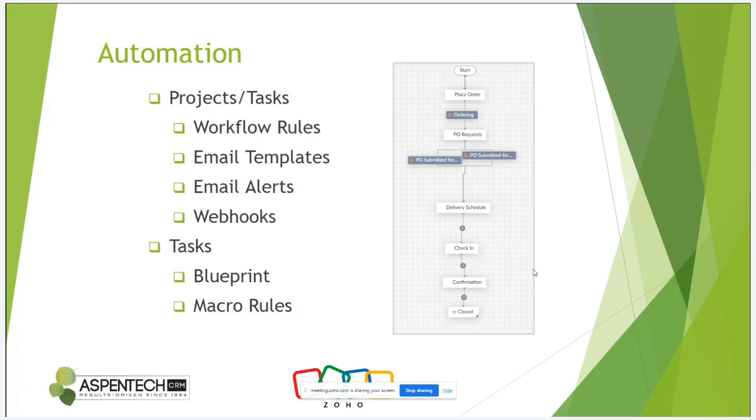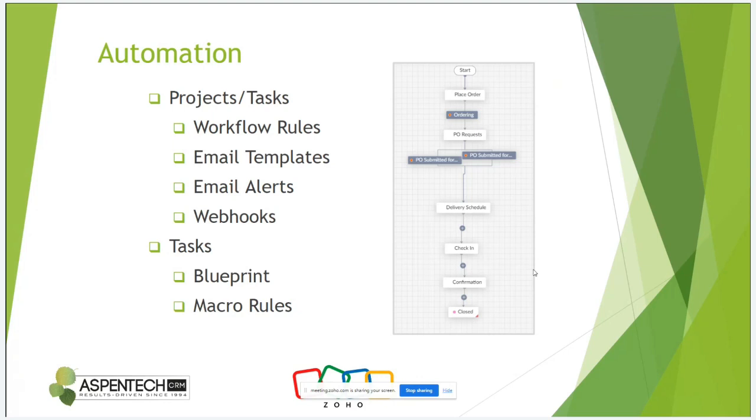Next, we have task automation, which are the association of blueprints with task lists. They've actually added a new feature called parallel transitions. We're going to look a little closer at that. And then we're going to talk about macro rules.